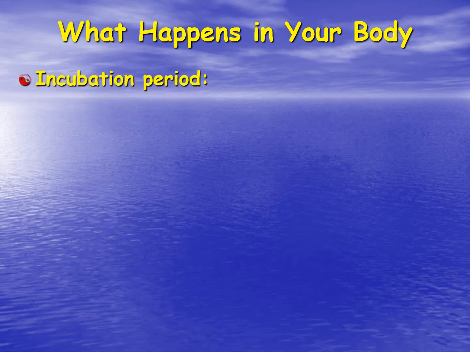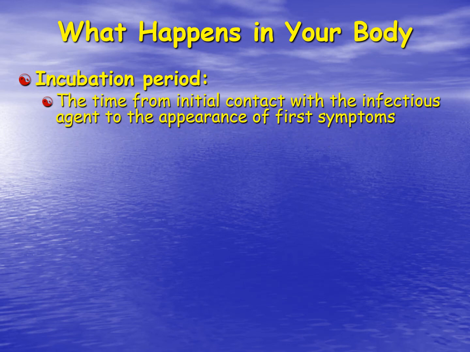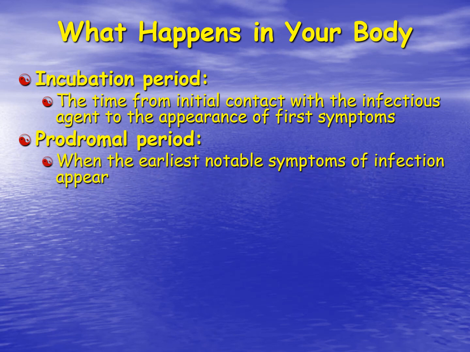Now, we can actually follow the course of disease by a graph. The incubation period is the time from the initial contact with the infectious agent to the appearance of the first symptoms. And I do say symptoms here. The prodromal period is when the earliest notable symptoms of infection appear, and that may just be, I just don't feel good today. The prodromal period may be extremely short, or it may be actually fairly long.